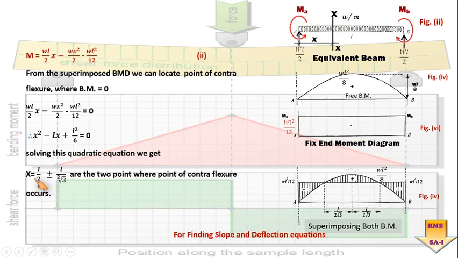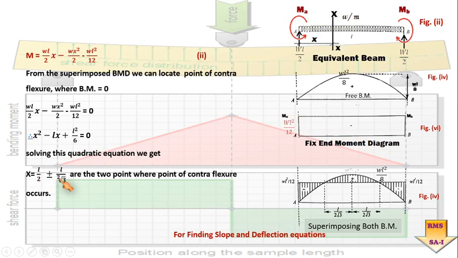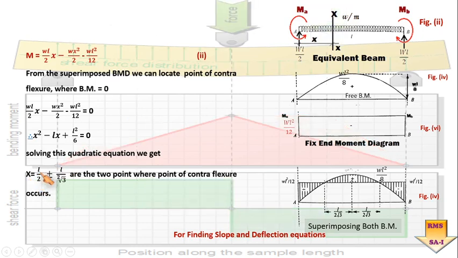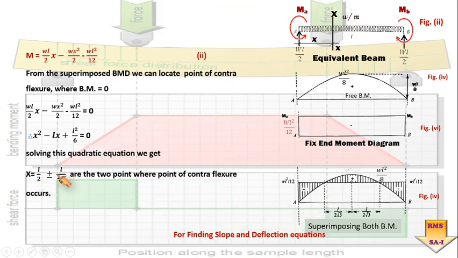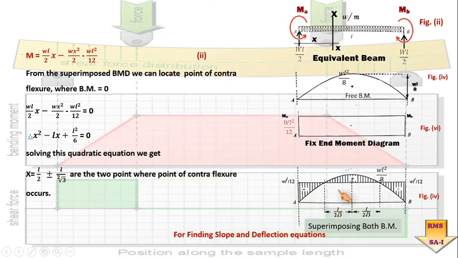So here you can see I have got two values of x. x is equal to L by 2 plus L divided by 2 under root 3, and another value will be x is equal to L by 2 minus L divided by 2 under root 3. So these are the two values of the point of contraflexure.